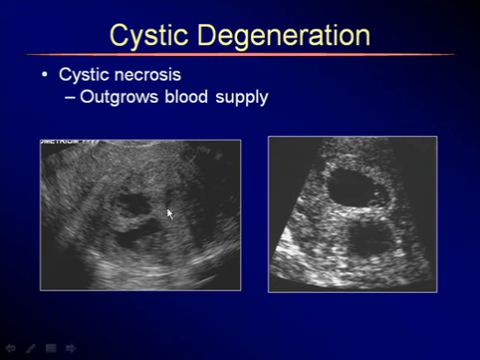Cystic degeneration obviously shows a cystic change, again the result of outgrowing a blood supply. And this can be a mimicker of a number of things. In this case, there was a pregnancy, and we thought there was a twin pregnancy, but it turned out that this was a cystic degeneration in a myoma, which fooled us.